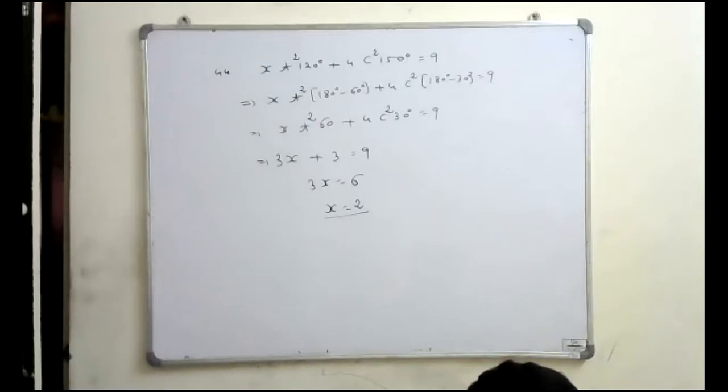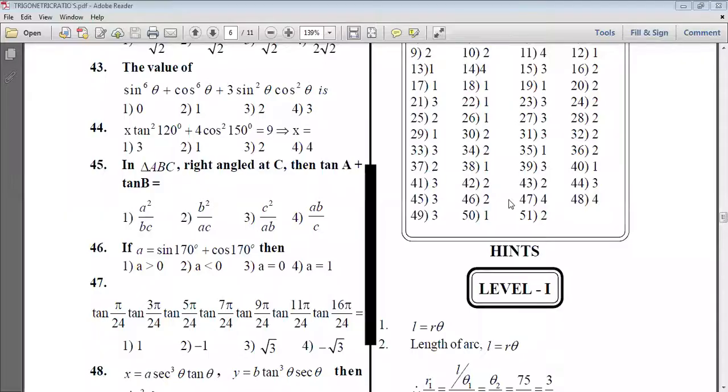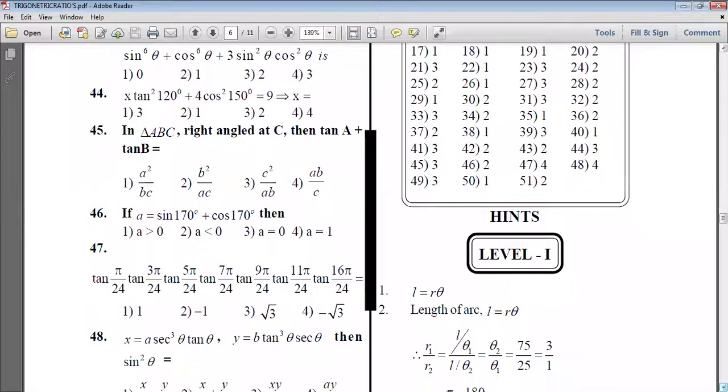Any more doubts? So 47, 46, did you get the answers? First look at the 46 problem, then we'll go to the 47.